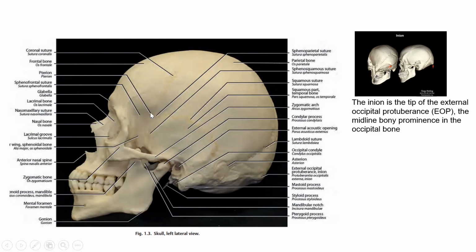And here comes the pterion. Pterion is extremely important. You can see this is an H-shaped area, and I'm going to explain it more with you. This is the frontal bone, this is the parietal bone, the temporal bone, and the sphenoid bone, and these come together here at the pterion. So the inion is the tip of the external occipital protuberance, the midline bony prominence in the occipital bone.